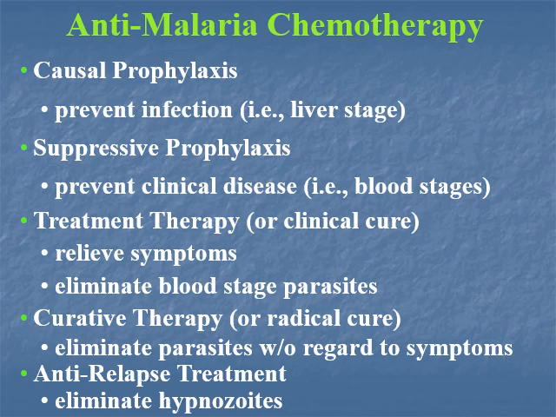Causal prophylaxis, this strategy is to prevent infection, to prevent liver stages. Suppressive prophylaxis to prevent clinical disease, blood stages. Treatment therapy or clinical cure relieves symptoms and eliminates blood stage parasites. Curative therapy or radical cure eliminates parasites with or without symptoms. The final strategy is anti-relapse treatment to eliminate hypnozoites. This occurs in species Plasmodium vivax and Plasmodium ovale.